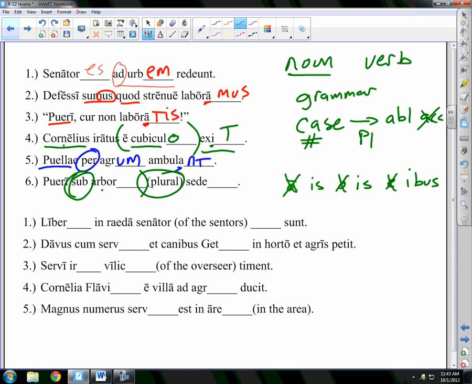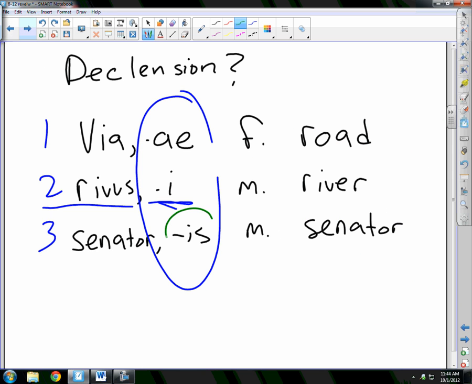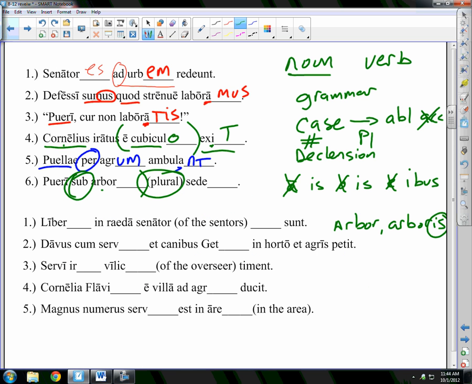The last thing that I'm going to determine is the declension. When I look up the word arbor, it has an is as its genitive. Remember that the is part of the third declension. So I use the third declension ending, which is ibus. Erase this real quick. Third declension ending, ibus.